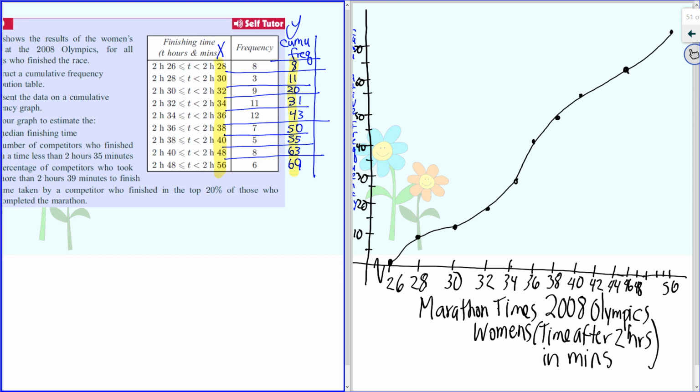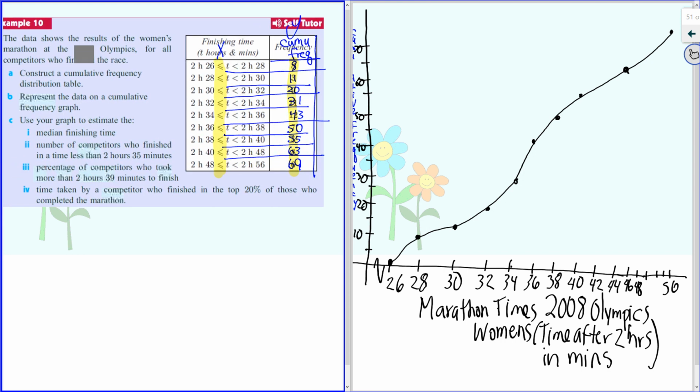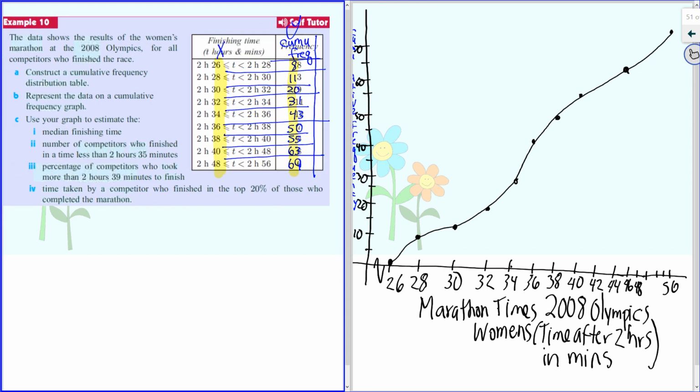So I'm going to scooch this over. Use your graph to estimate the median finishing time. So for the median, how many people do we have? 69 people. So who is the median person, or the person in the middle? The person that finished in the exact middle of the wave of women. How do we calculate that?